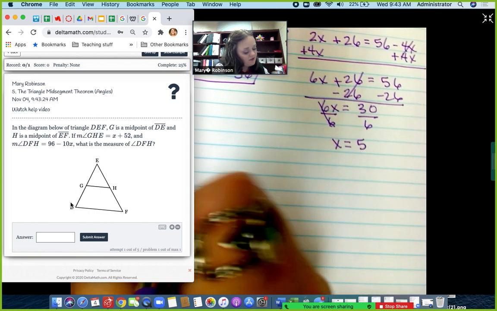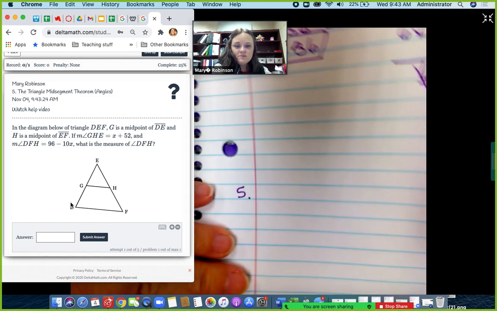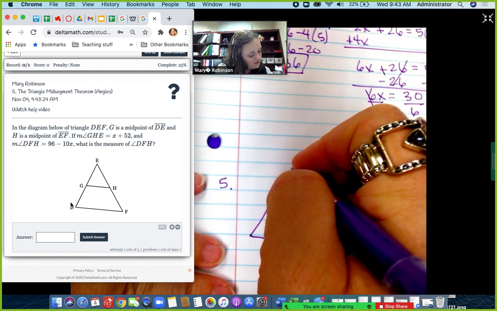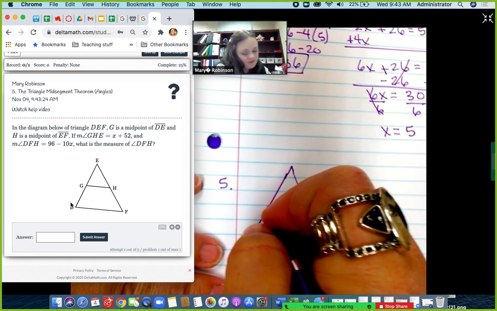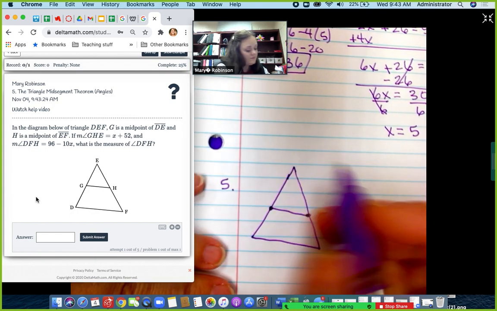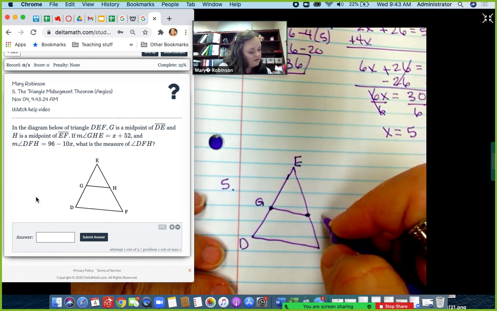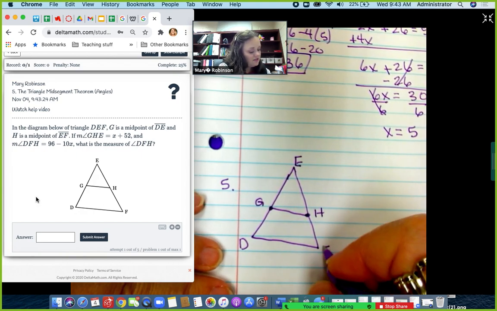So this is number 5. So in my notebook, I'm going to put number 5, and it says, same basic triangle, although I have things labeled with different letters, right? So now I have D, G, E, H, and F.